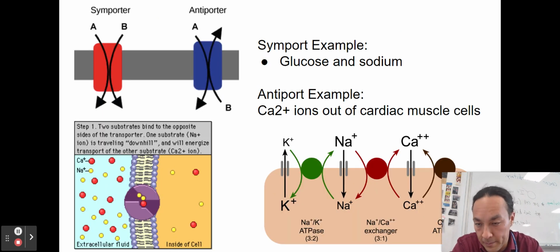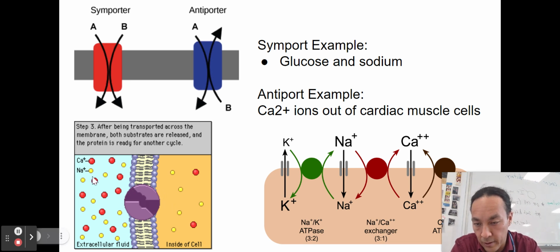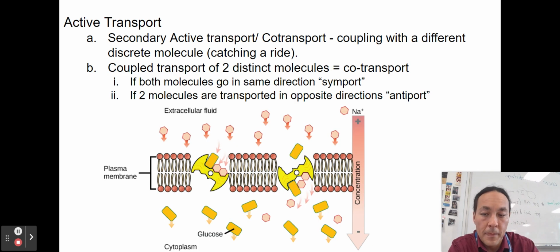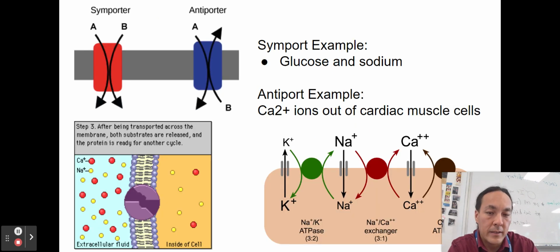Here is an antiport, sodium and calcium going in different directions. So the sodium's coming in with its gradient, right? The energy's already been spent to get the sodium out here. And the calcium is going against its gradient. This is important in cardiac muscle cells. So that is an example of an antiport. The symport would be the glucose and the sodium from the earlier one. I encourage you to draw this out, and I think that's a good way to learn it.